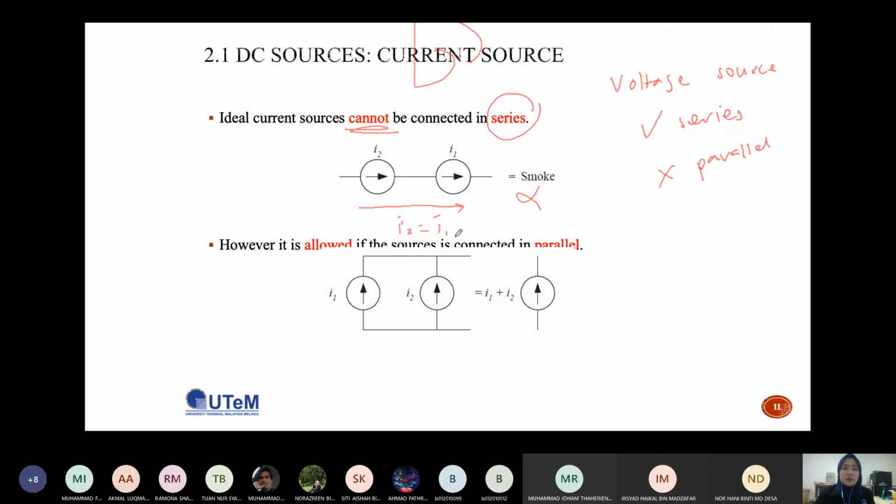However, current sources can be connected in parallel. So this is a parallel connection. You have I1 and you have I2, two current sources. Basically, you can convert this into only one current source. Instead of using two, you can use one current source, but you need to calculate the I total. So I total is I1 plus I2. This one is the same as this one.